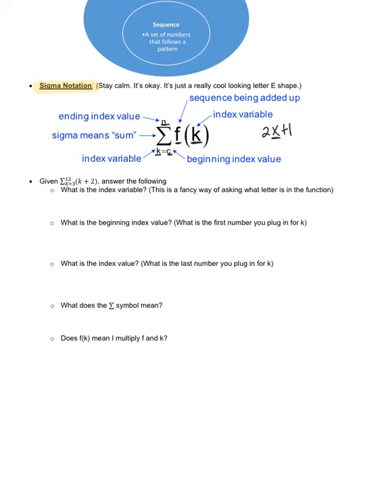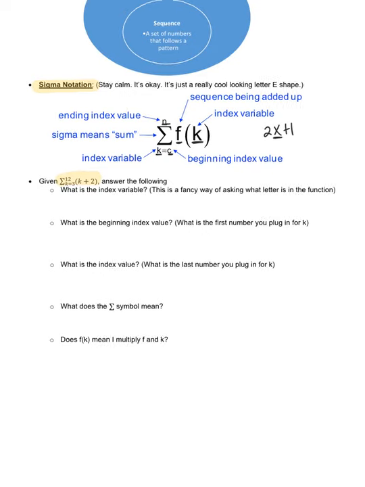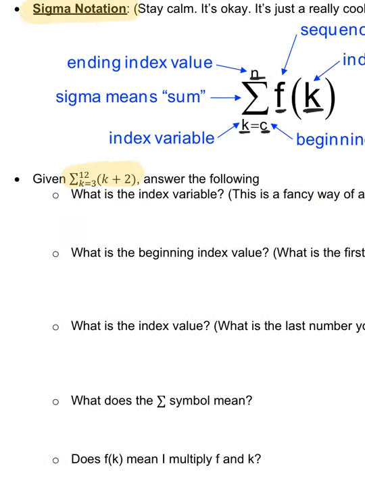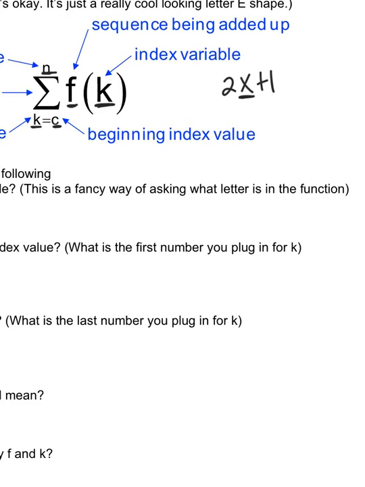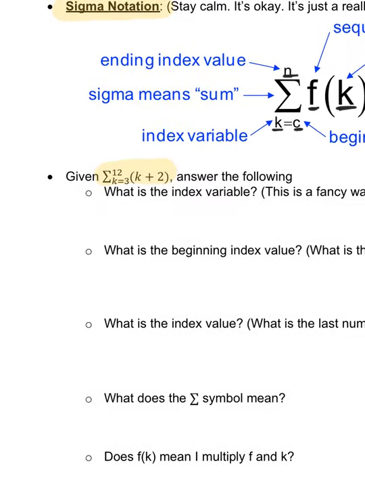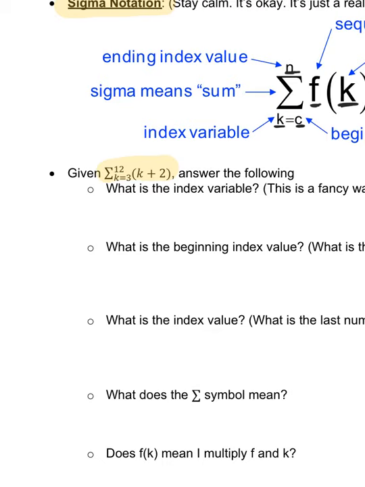Okay, so let's take a look at an example. So our example, we've got the sigma notation here. I want to identify the index variable. So this is just a fancy way of asking what letter is in the function. So looking back here, in the parentheses, I have K plus 2. The letter that's in there is K. So my index variable is K.